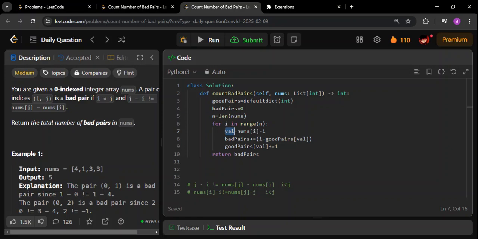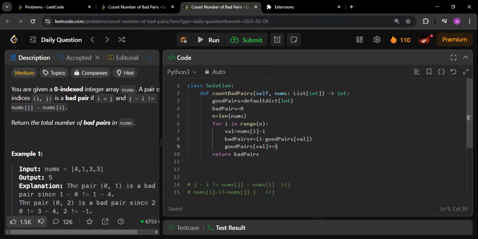Whenever I'm at index j, I want to know how many times this particular value for the current index j occurred in the past. For that, I'm going to use this particular hash map. So I'm going to do this part: good pairs of val plus equal to 1. Remember, since I'm using a default dictionary, the default value will be 0, and it will be incremented by 1.